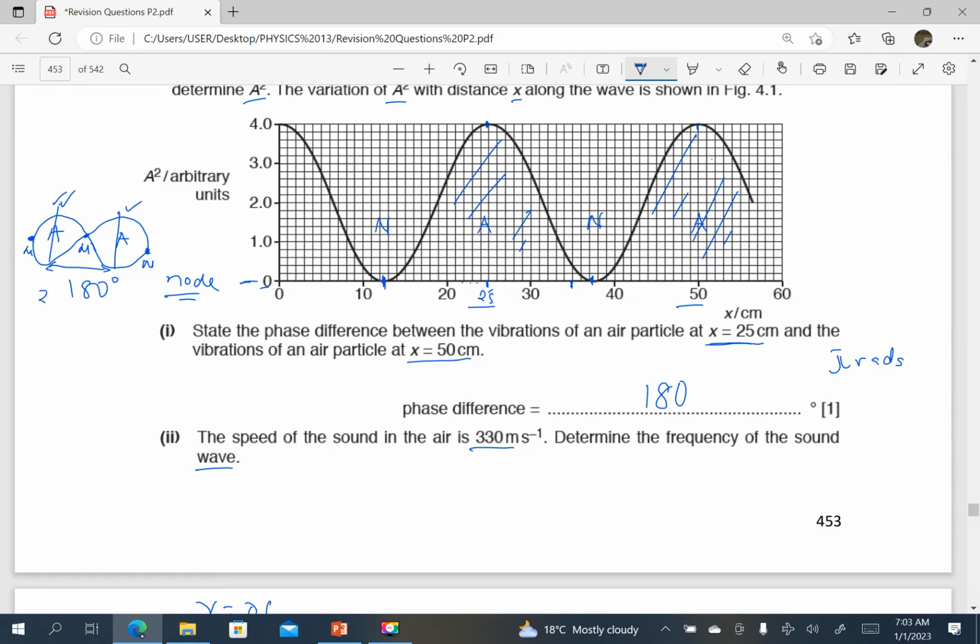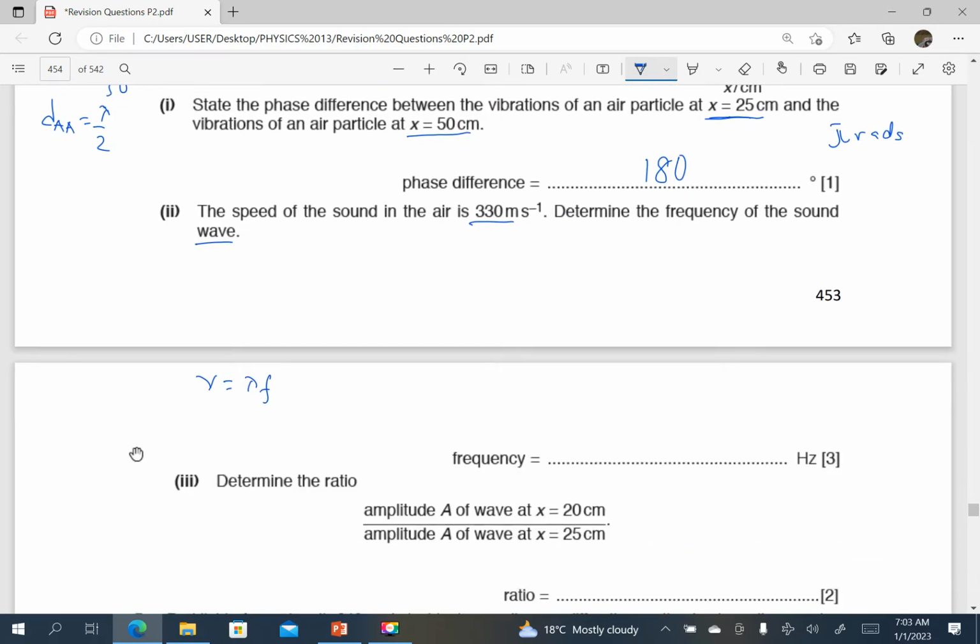The first antinode is at 25, the next antinode is at 50. The distance between two adjacent antinodes is half wavelength. That is, the distance between an antinode and the next antinode is wavelength over 2. Therefore, 25 is wavelength over 2, which implies that the wavelength is 50 centimeters, or 0.5 in meters.